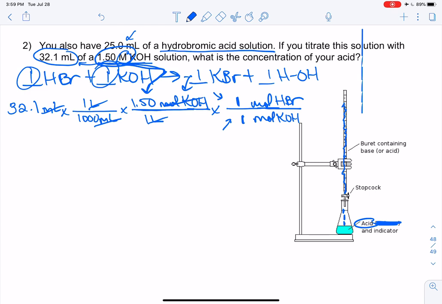Okay, so the moles of KOH cancel out, and what we get for moles of HBr, if I did the calculation correctly, is 0.0482. And again, that's moles of HBr. All right, am I done? No, you want molarity, not moles. And so we need to have another part, which is the volume. We need to divide the moles of HBr by the volume of HBr. And again, we said that right here we've got 25 milliliters, just like we did on the last slide.